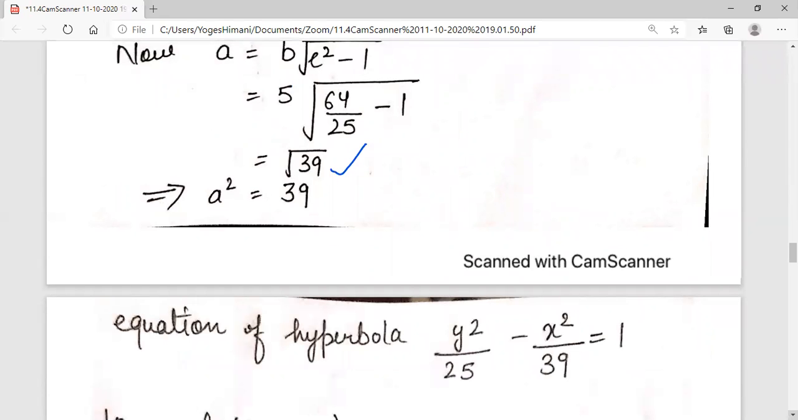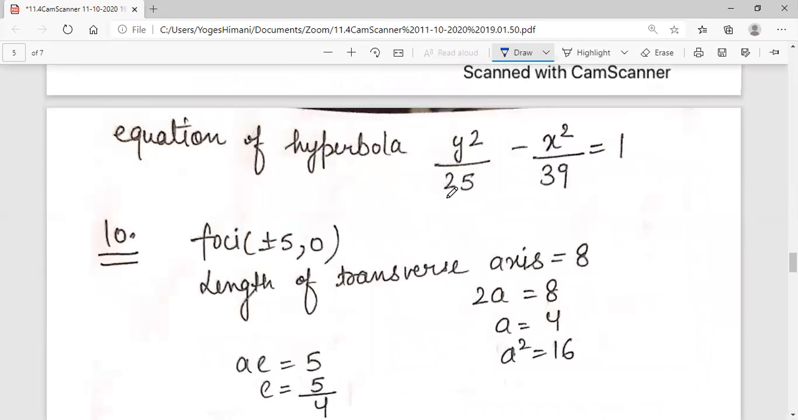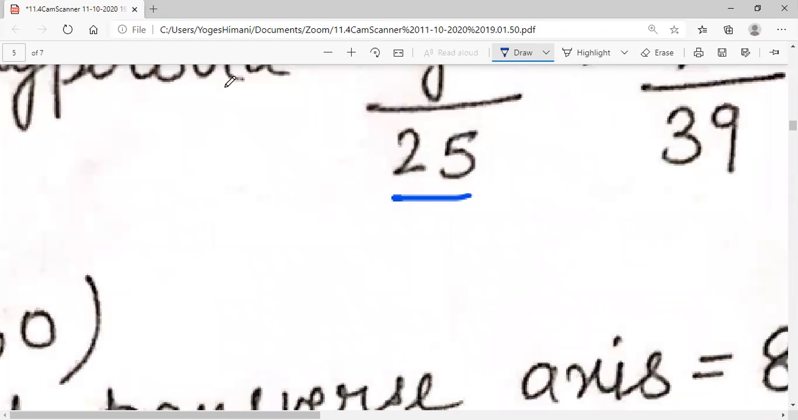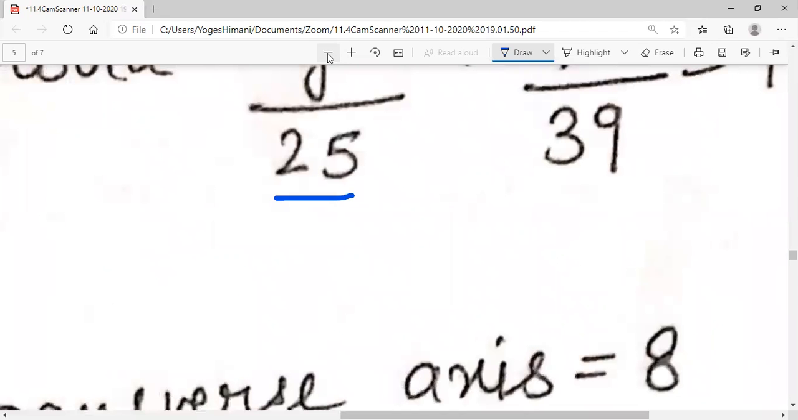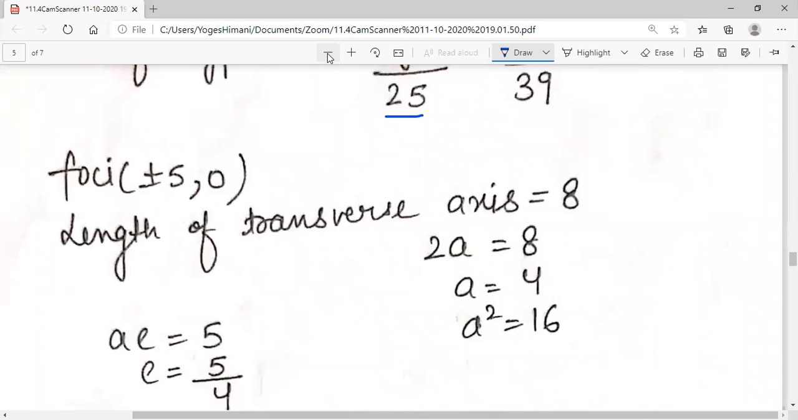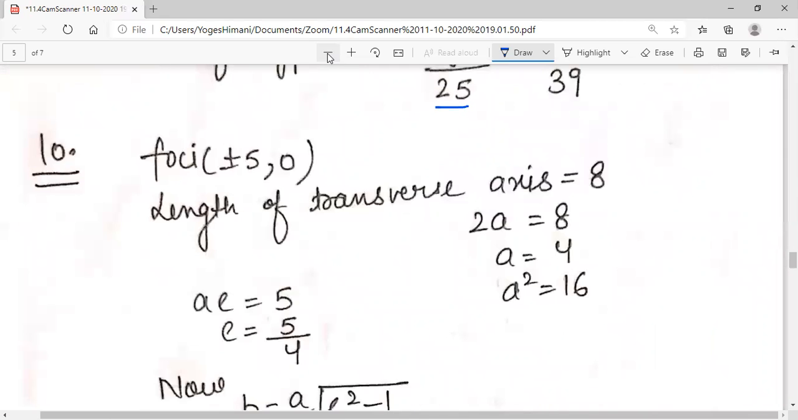Y axis. Then what will be the equation of the hyperbola? y square by b square minus x square by a square is equal to 1. y square by 25 minus x square by 39 is equal to 1.